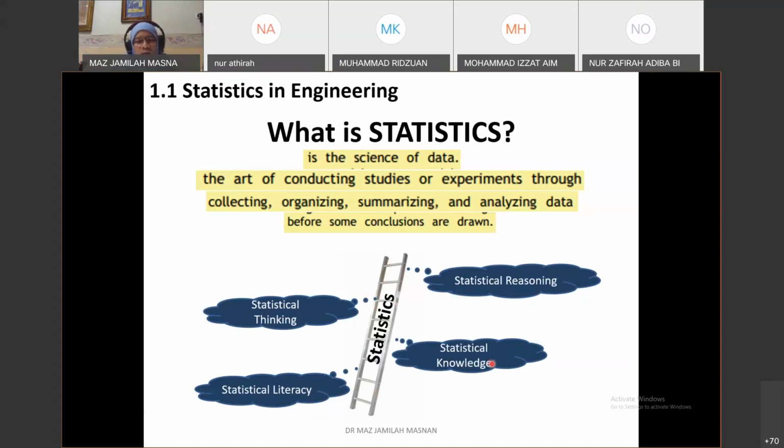Where do we calculate that? We calculate from the population subject. Now, you have that knowledge within you. So this is where the ranking of the information becomes higher and higher, from literacy to knowledge. Now, from knowledge, we move to statistical thinking.